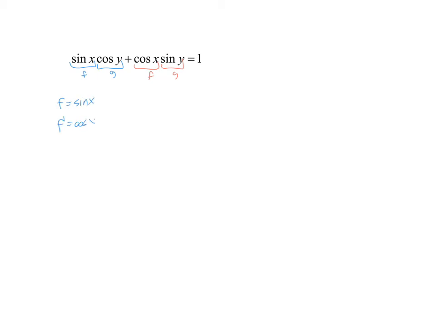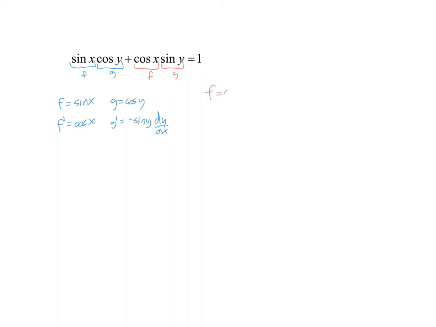Let's do another one. Here's kind of a double product rule situation. So let's do our product rule first. So this one would be our f and g term. The second one would be similar. So let's write out our terms. So if f is sine x, the derivative of that becomes cos. If g is cos y, derivative of that is negative sine y dy/dx. And then for our other side, do the same thing.